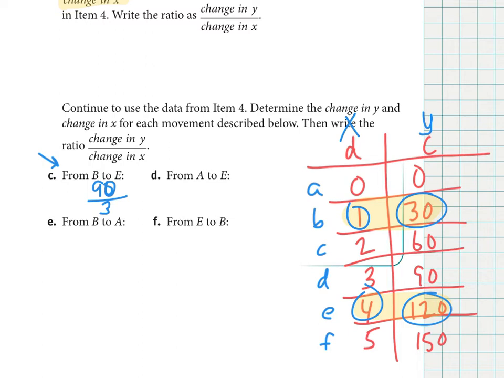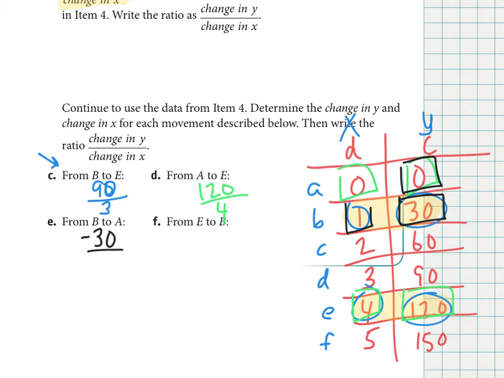How about from A to E? From A to E, the y values went from 0 up to 120. So that's a difference of 120. The x values went from 0 to 4. That's a difference of 4. Okay, what about from B to A? Here the y values go from 30 down to 0. So the change in y went down, so it went negative 30. The change in x went from 1 down to 0, so it went down 1.